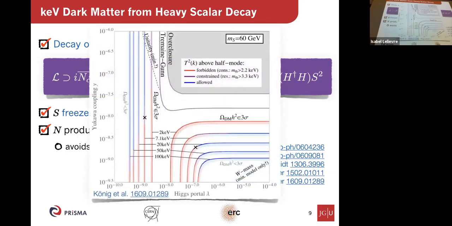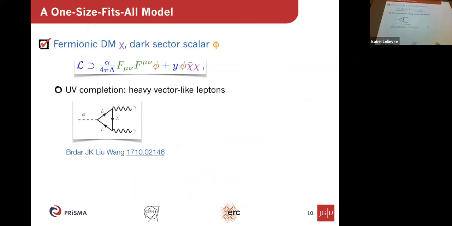Well, here they have a relatively complicated parameter space plot, which I'm not going to go into detail on now. Another possibility is to consider once again a fermionic dark matter candidate and a dark sector scalar. And we consider also a higher dimensional operator through which this scalar couples to the electromagnetic field strength tensor.